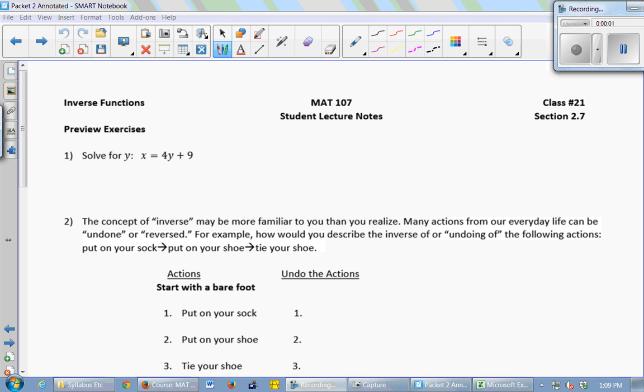Okay, so to solve an equation for y, that means just get the y by itself, right? So what should I do? Subtract 9 from both sides. So I have x minus 9 equals 4y. Then what? Divide by 4. So y is x minus 9 over 4.